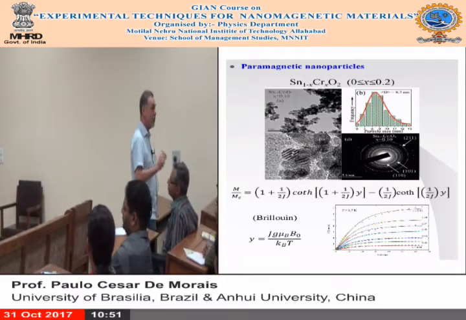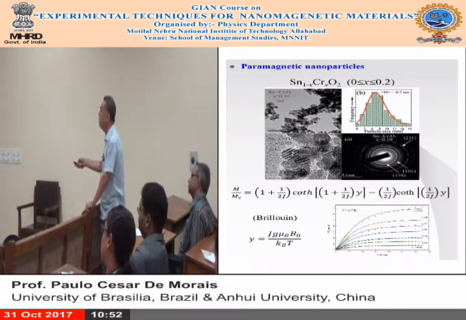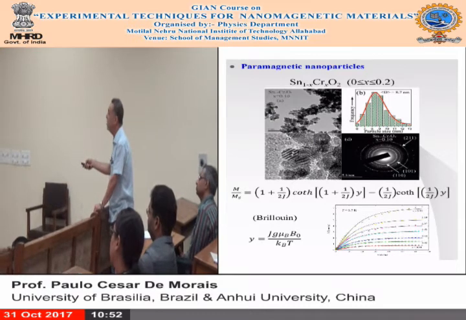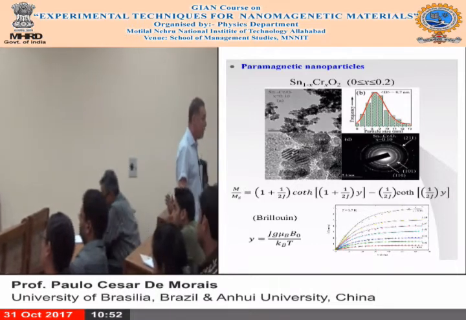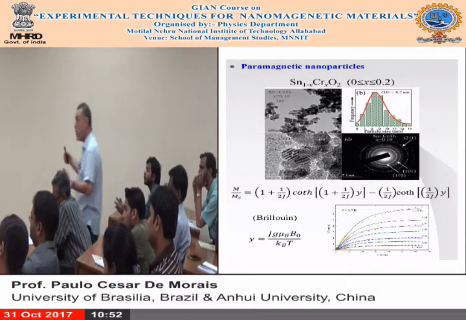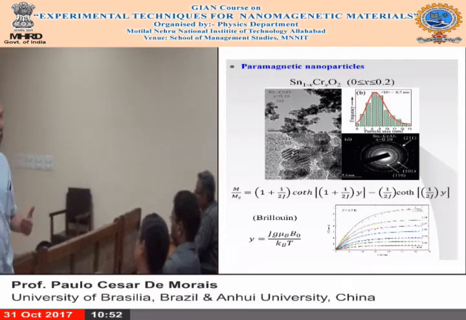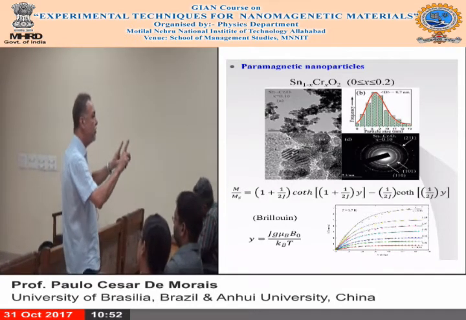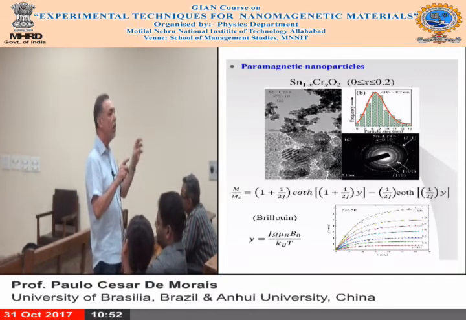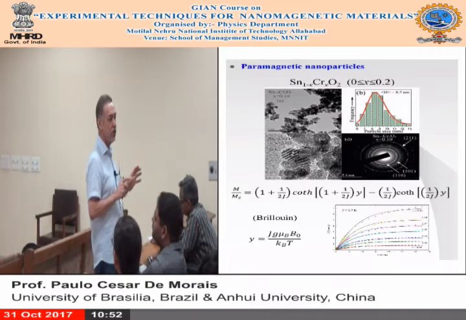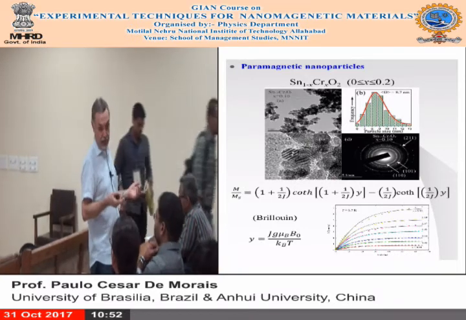But as the doping goes higher and higher, like this one here, you can see the symbols are the experimental and the solid line is the fitting. It deviates, because it is not paramagnetic at all. As you increase the concentration of chromium, at some point chromium and chromium start to interact. So maybe you can form clusters of chromium, and those clusters are not paramagnetic anymore. They might be, for instance, antiferromagnetic.